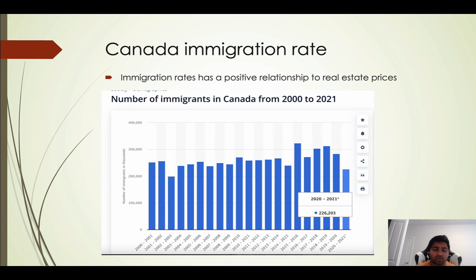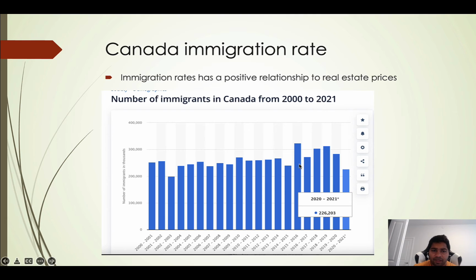Then Canada's immigration rate also has an impact on real estate prices. We do not have natural population growth in Canada. The birth rate is not enough to replace our population. So we try to replace it by getting immigrants. The immigration rate has a positive relationship to real estate prices, especially the rental market. If people are coming in, they need a place to rent. So the rental market will have upward pressure if the number of people coming into our country increases. So immigration is positive for real estate markets.